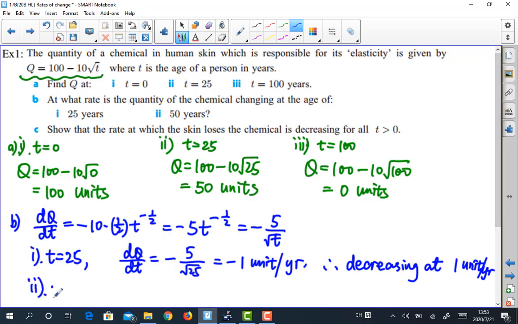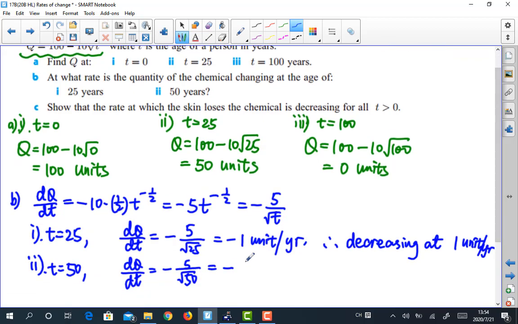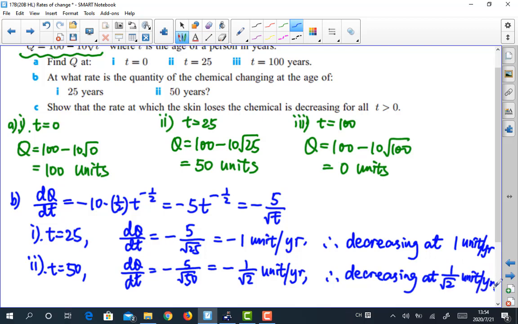When the person is 50 years old, dq over dt should be negative 5 over square root of 50. This is negative 1 over square root of 2 units per year. So the quantity of this chemical is decreasing at 1 over root 2 units per year.